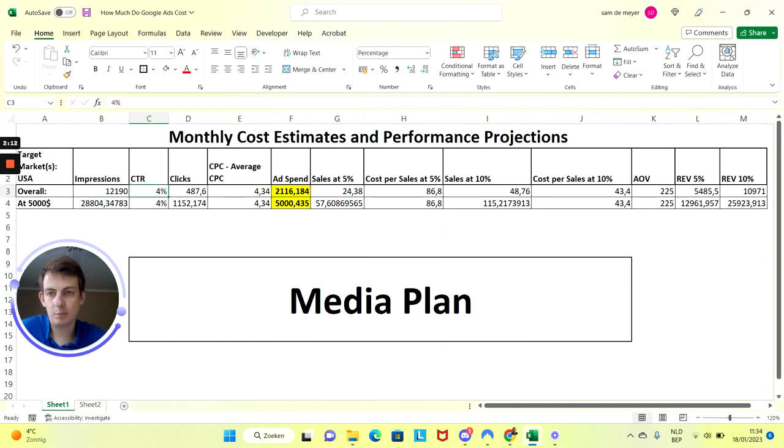Now the next column is click-through rates. That means the percentage of people that see your ad and then actually click on your ad. So we know with Google we pay for every click. So let's say you have an average click-through rate of your ad of 4%, meaning you'll have 487.6 clicks. So you have 487 people that click on your ad.